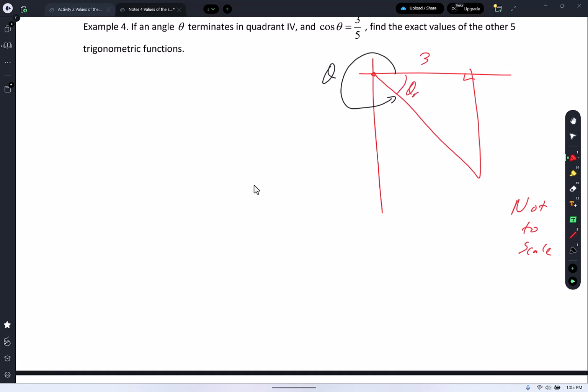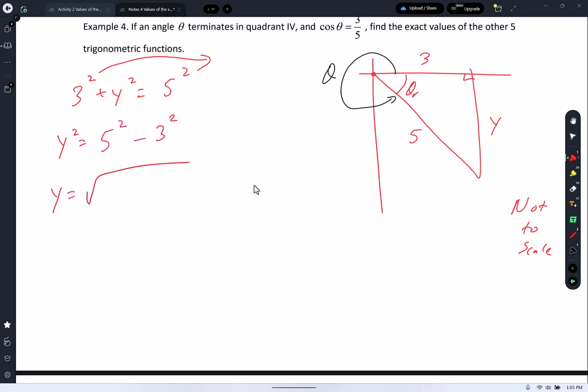So 3 adjacent, hypotenuse 5. It's a 3, 4, 5 triangle, but if you did not see that, you would go 3 squared plus y squared equals 5 squared. Then move that guy to the other side. Y squared equals 5 squared minus 3 squared. Y equals the square root of 25 minus 9, the square root of 16, which is 4. And I'll wait for you guys to catch up.